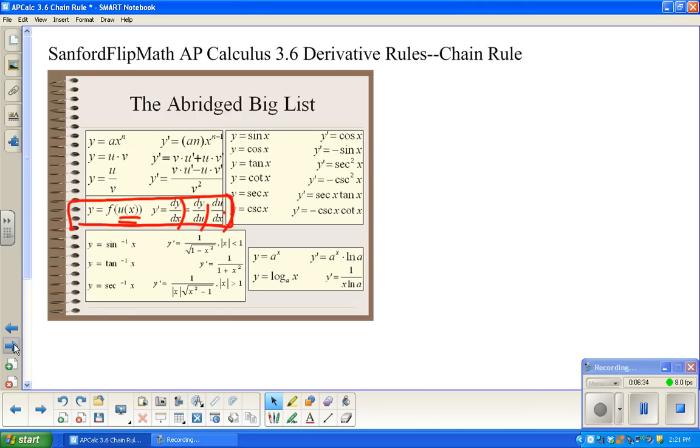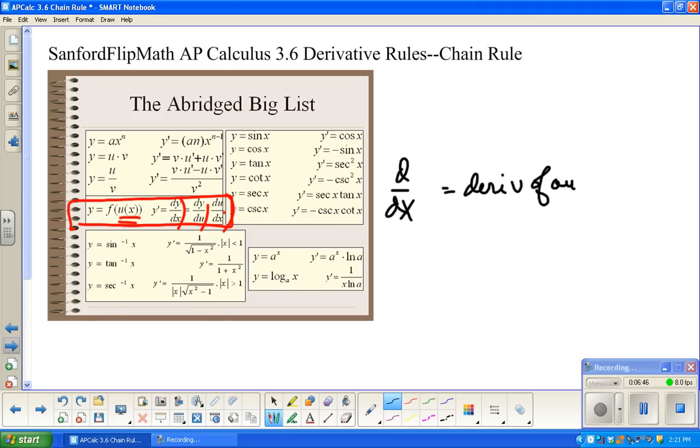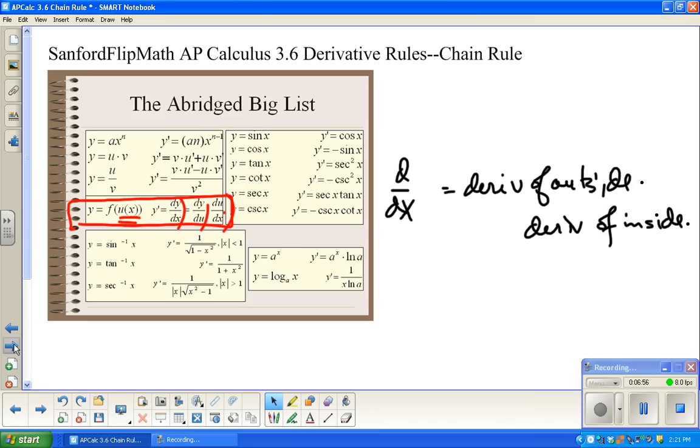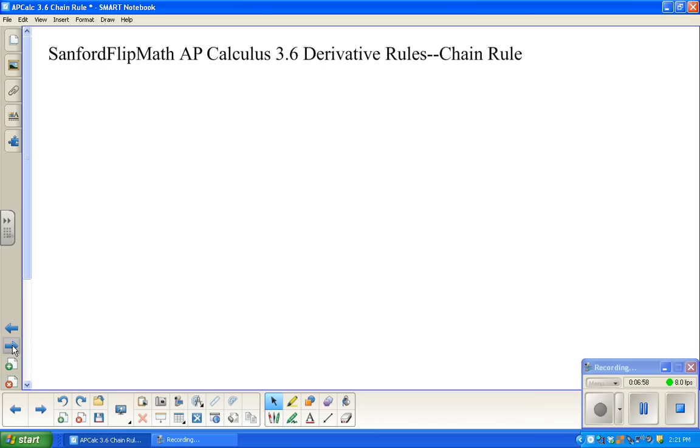So again, if we're going to have this in words, we'd say derivative of the outside times the derivative of the inside. And I mean that's a very simplified way to look at it, but I'm telling you that's basically what works. Okay, let's do another one that's a power rule.